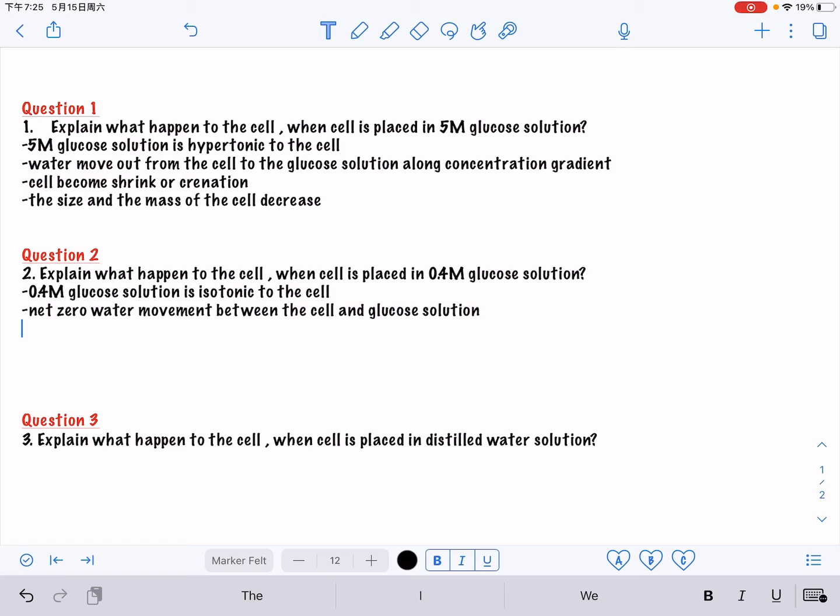When there is net zero water movement between the cell and glucose solution, the size and the mass of the cell remain the same.